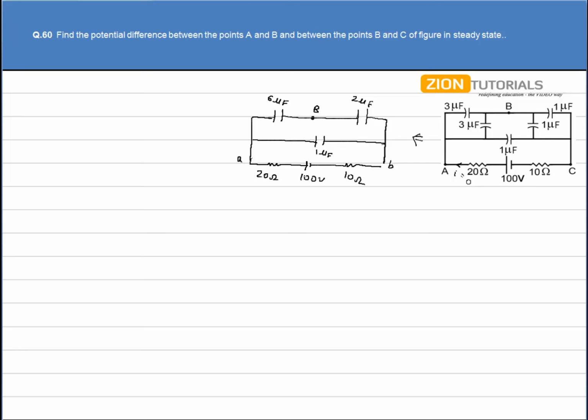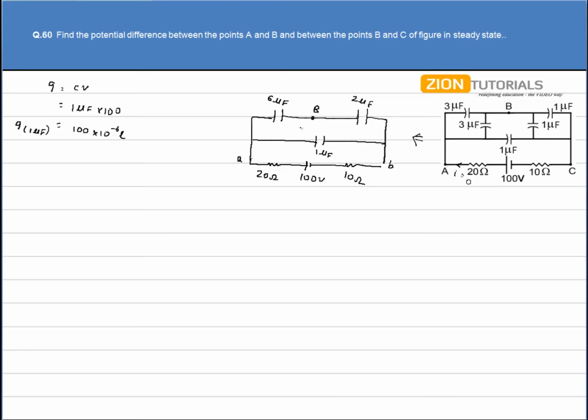Now clearly a 100 volt supply is applied across 1 microfarad, so I'll use the formula Q is equal to CV. I have capacitance as 1 microfarad, voltage is 100 volt applied, so 100 into 10 to the power minus 6 coulomb is the charge on 1 microfarad capacitor.